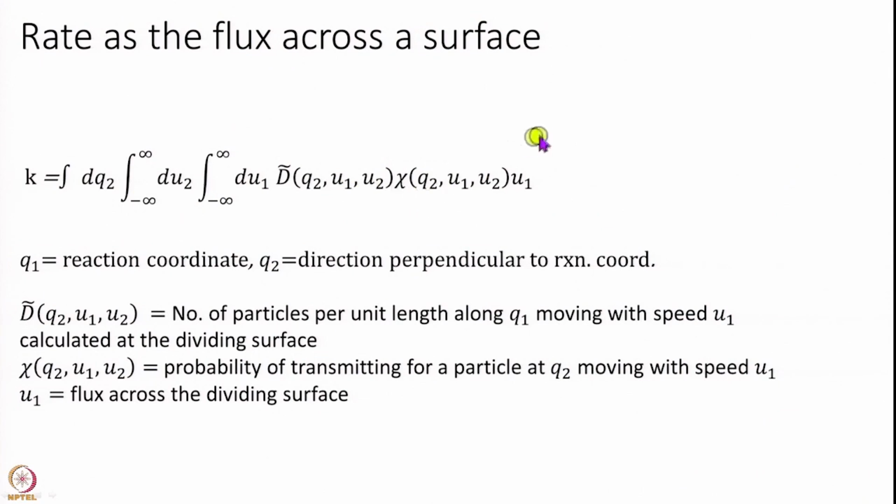Remember, roads are only 2 dimensions, we are not making our cars go in more than 2 dimensions, they are not flying around. But for this at least 2 dimensions, we have as general a formula as we can get, following Newton's laws, by the way, this is not quantum mechanical, we still have positions and speeds. Okay. So, here q1 is my reaction coordinate, q2 is a direction perpendicular to reaction coordinate, d tilde is the number of particles per unit length along the direction q1.